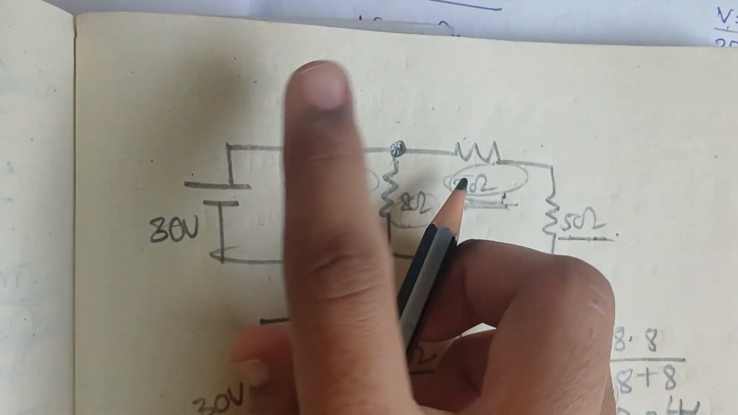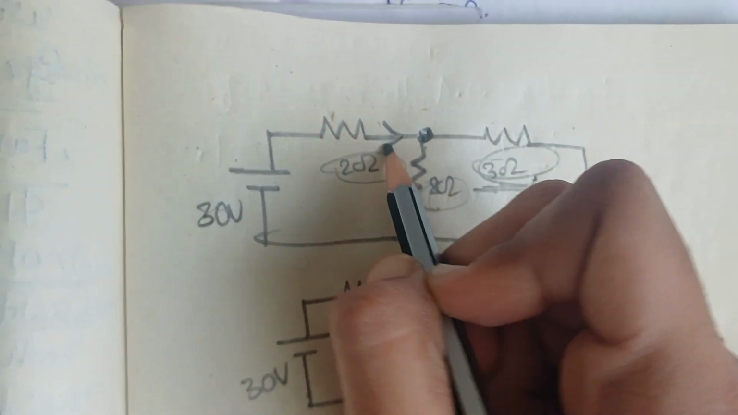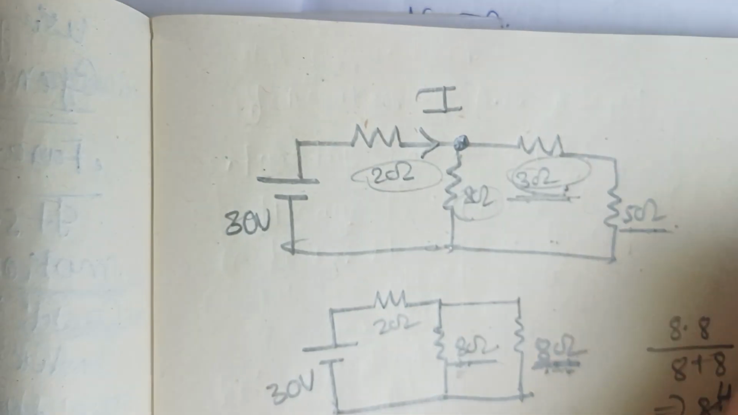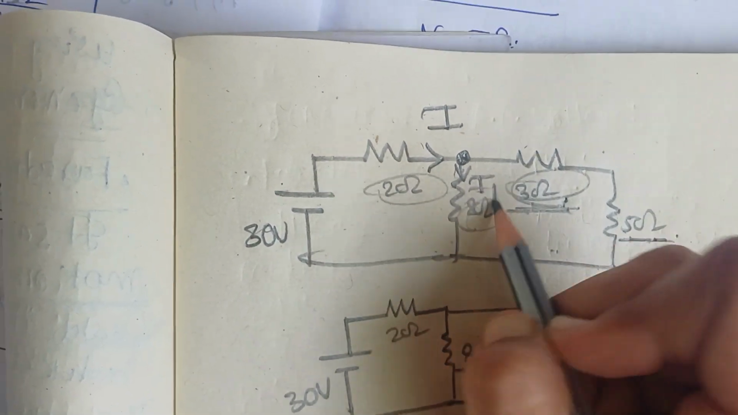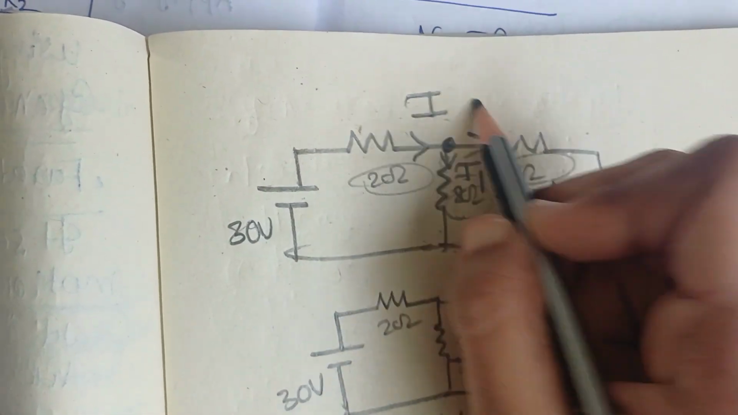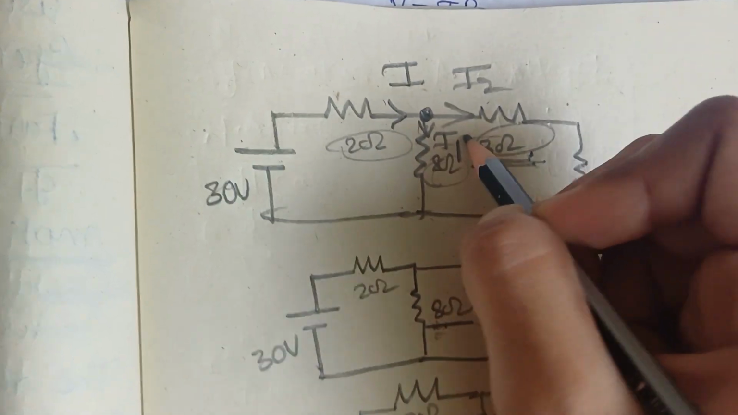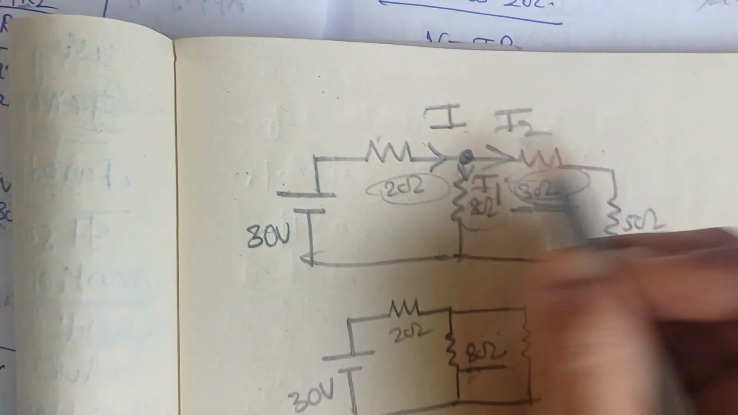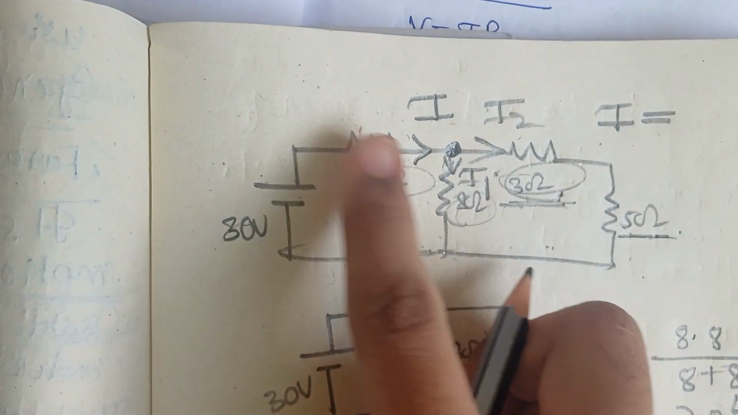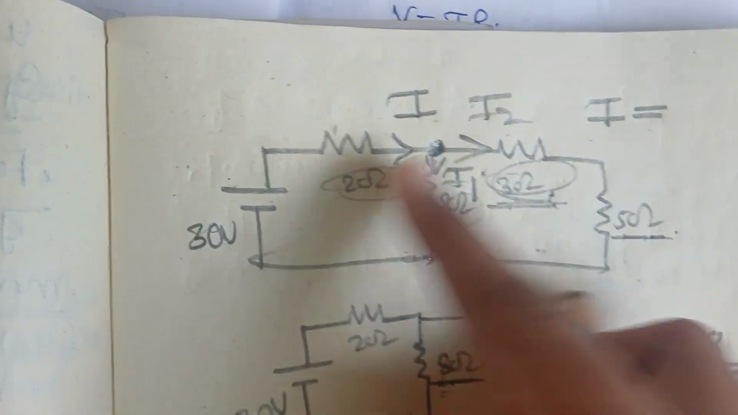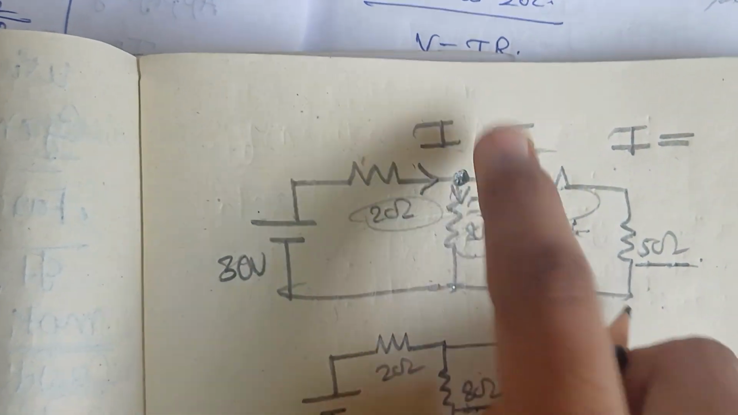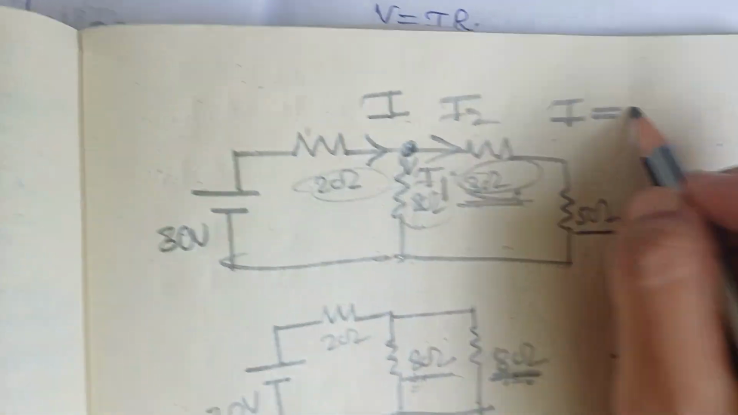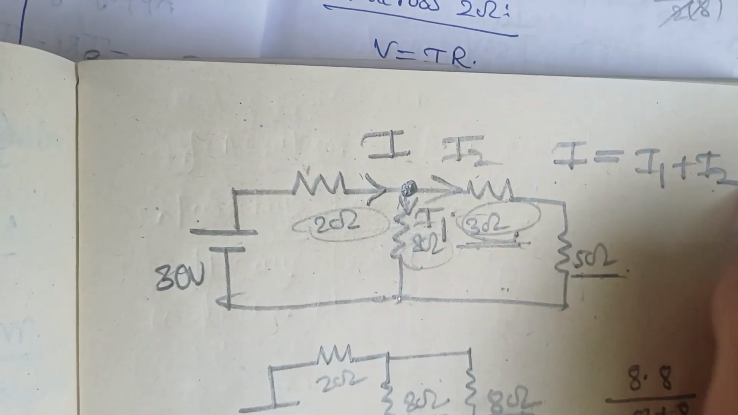Here we can assume the current direction as per our wish. So let us suppose this current to be entering, that is I, and this current I1 is leaving the junction, and I2 is also leaving the junction. So by KCL we can write at this node: the sum of the currents entering the junction, that is only I, and the sum of currents leaving the junction, which is I1 and then I2. So I is equal to I1 plus I2.